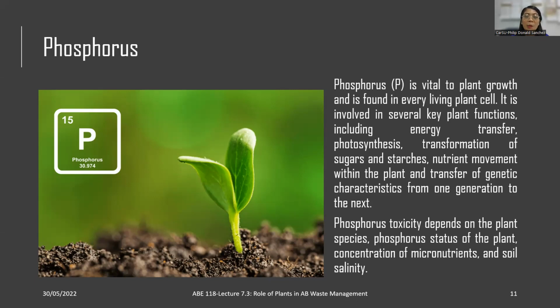So plants need it, but too much phosphorus can cause toxicity in plants. High phosphorus application rates increase the phosphorus concentration in the soil solution and availability for plant uptake into the plant tissue. And like I said, too much phosphorus becomes toxic to the plant, because it depends on the plant species, concentration of micronutrients, and soil salinity.